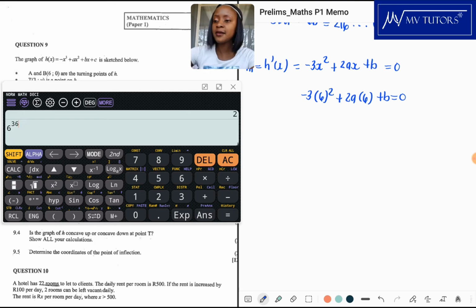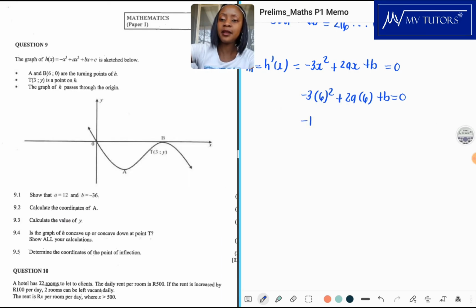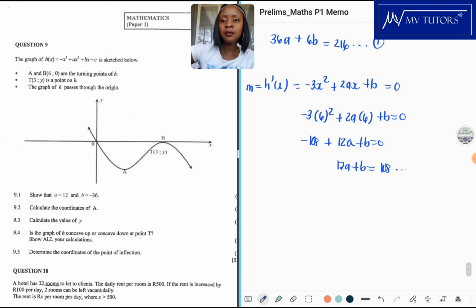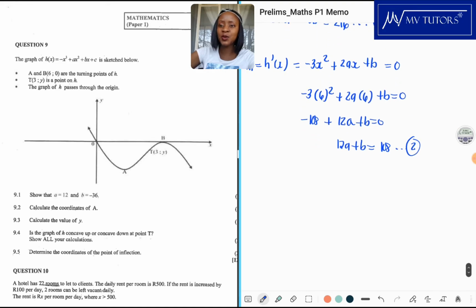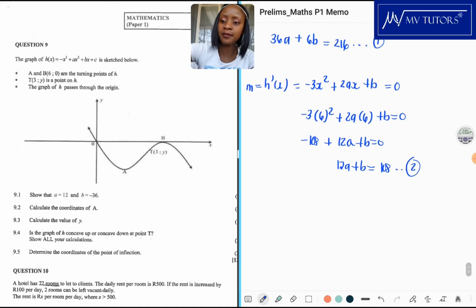So now 36 times 3 is 108. So negative 108 plus 12a plus b is 0. So 12a plus b is 108, and that is equation 2. Okay, so what are we going to do? We are going to take the first equation. You could solve it differently. I just find it easier to solve it this way.